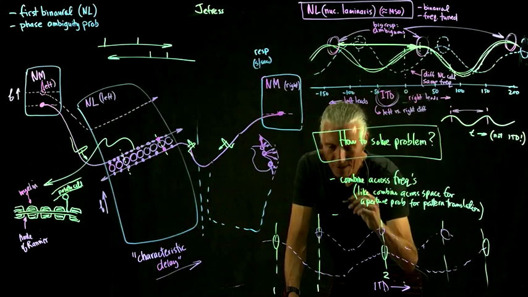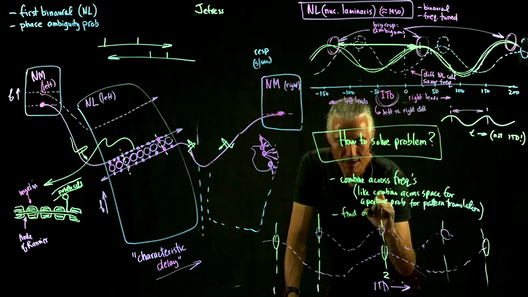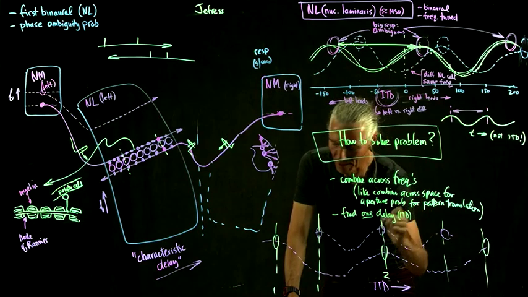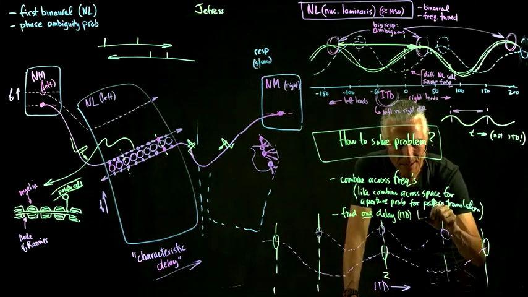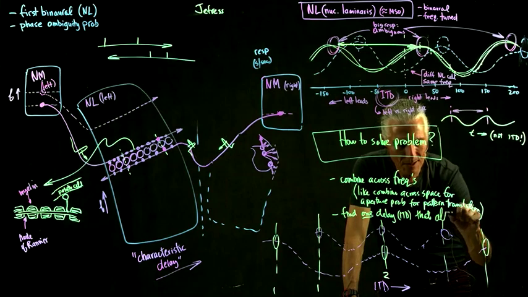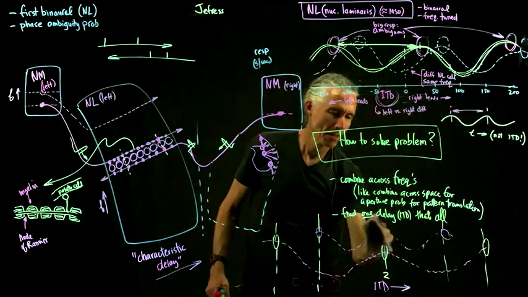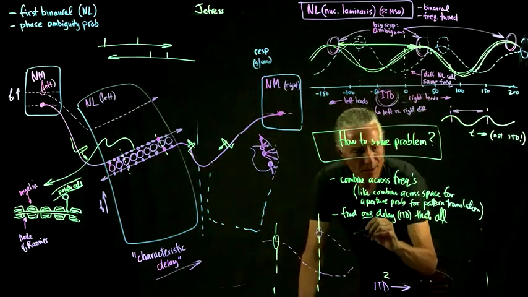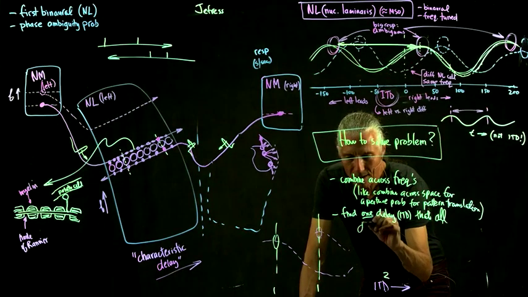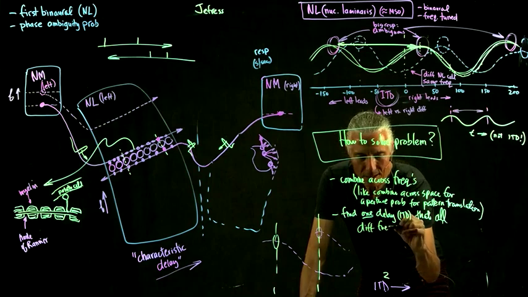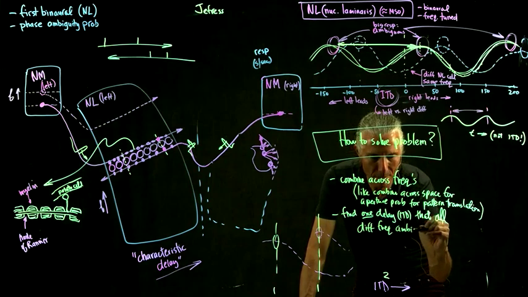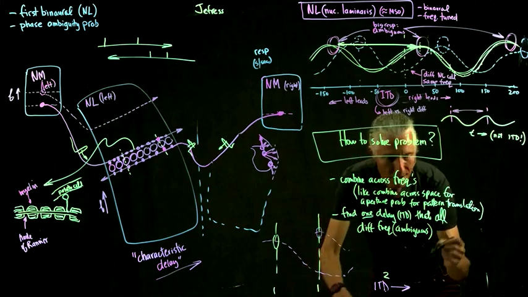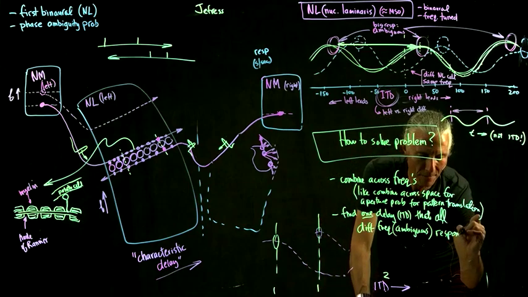Well, it's just, find one delay, ITD, interaural time difference between the two ears, that all, I'll just sort of write it out very verbosely, that all different frequency responses, each one being ambiguous at each frequency, all agree on.